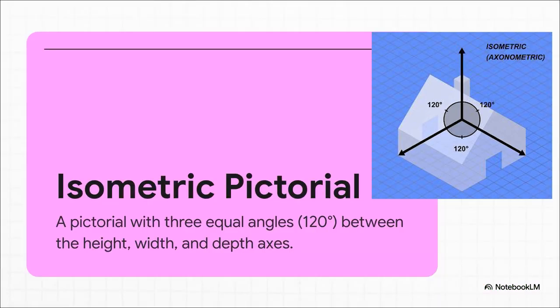The name itself kind of gives away the secret. Iso means equal, and metric means measure. In an isometric drawing, the 3 main axes, the ones that represent height, width, and depth, are all equally spaced out, with exactly 120 degrees between them. It's this equal spacing that gives the drawing that really balanced, clean 3D look.